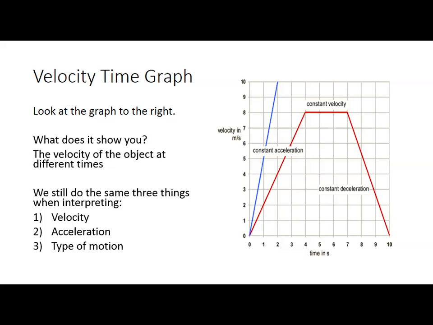So again, the difficult part of this is we now have two graphs, and the first step is, what type of graph do you have? Do you have the position time graph or do you have the velocity time graph? Because depending on which one you have, the slope means different things. What it's doing is different for both of them. So we have to be very, very careful.